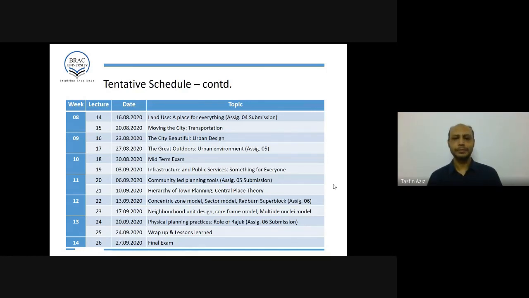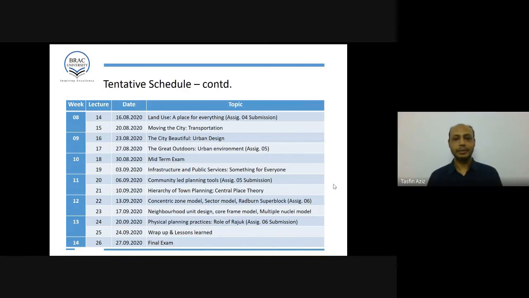Later on, we'd like to know community-led planning tools. And with these community-led planning tools, basically, we will try to understand from the people's perspective how people raise their voice and how their voice is important to decide on something which is desired for the city.